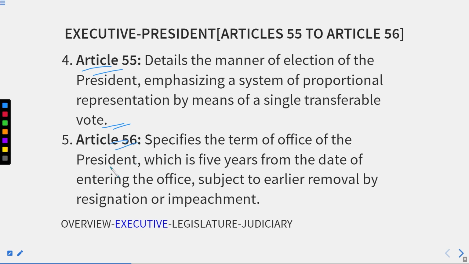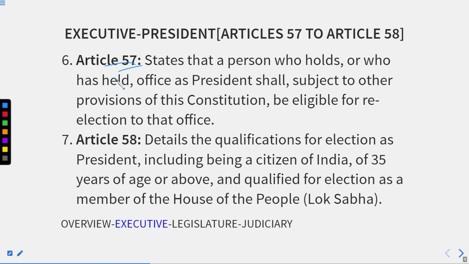Thereafter, Article 56 specifies the term of office of the president, which is 5 years from the date of entering the office, subject to earlier removal by resignation or impeachment. Article 57 states that a person who holds or has held office as the president, subject to other provisions of this Constitution, shall be eligible for re-election to that office.